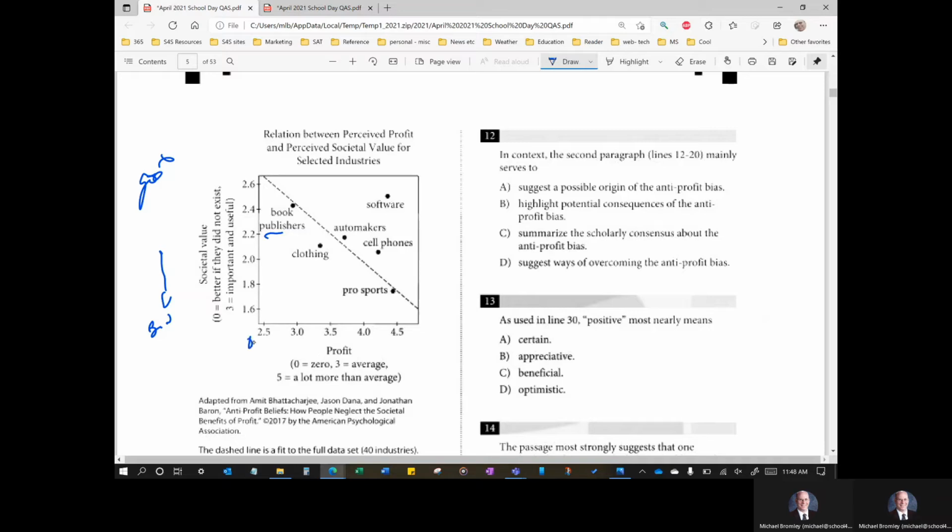So the profit is 0, is not profitable. So here's the money, here's the broke, no money. So what do they perceive to be most profitable? Well, I guess we've got 4.5. I'm not sure if it's software companies or pro sports. What do we got here?